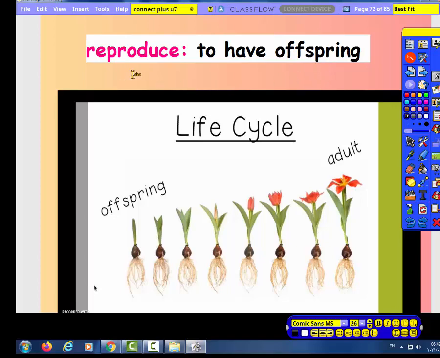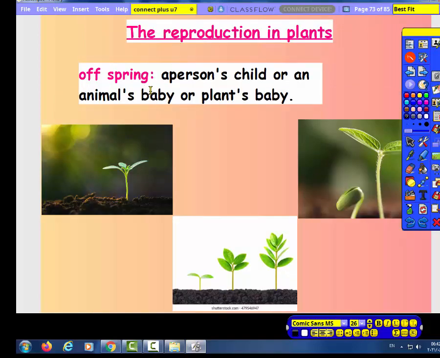So what is the meaning of reproduce? To have offspring. Okay? After that, offspring, as we said before, offspring means like a person's child or an animal's baby or plant's baby. Yes, plants have babies. And those babies are called offspring. This is a baby plant. Look at this baby plant or this offspring. So offspring means a person's child or an animal's baby or plant's baby.